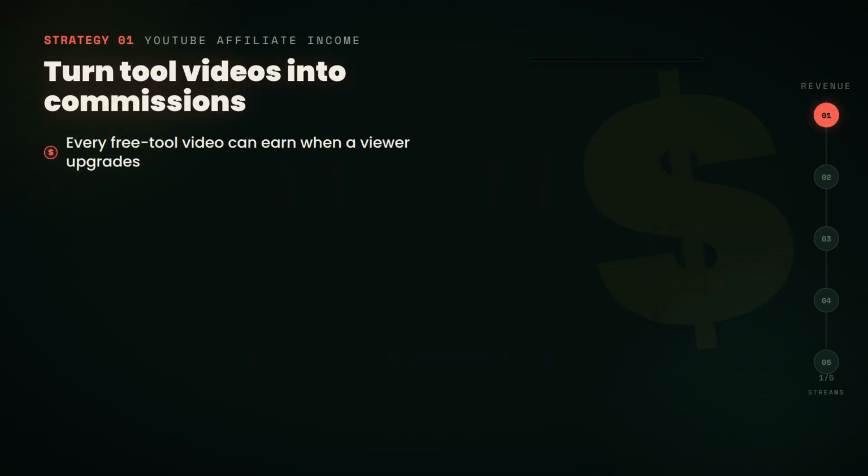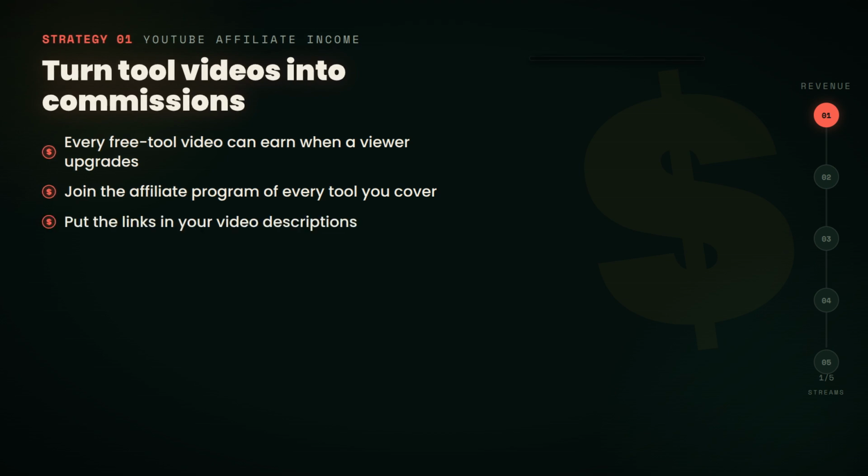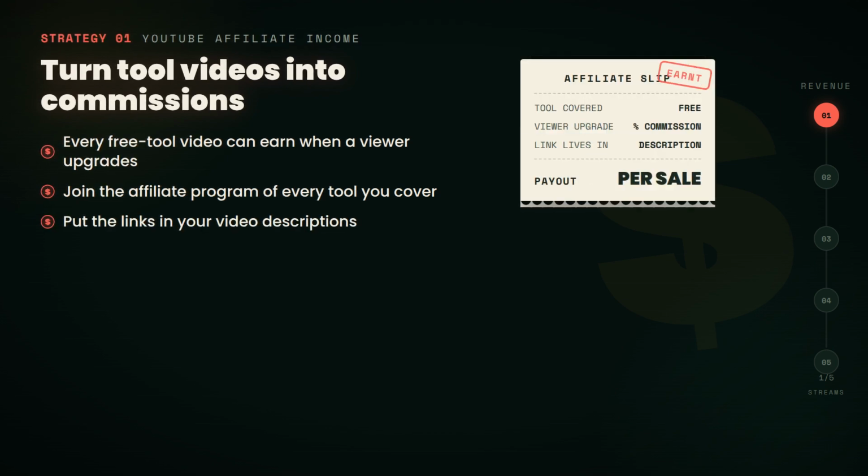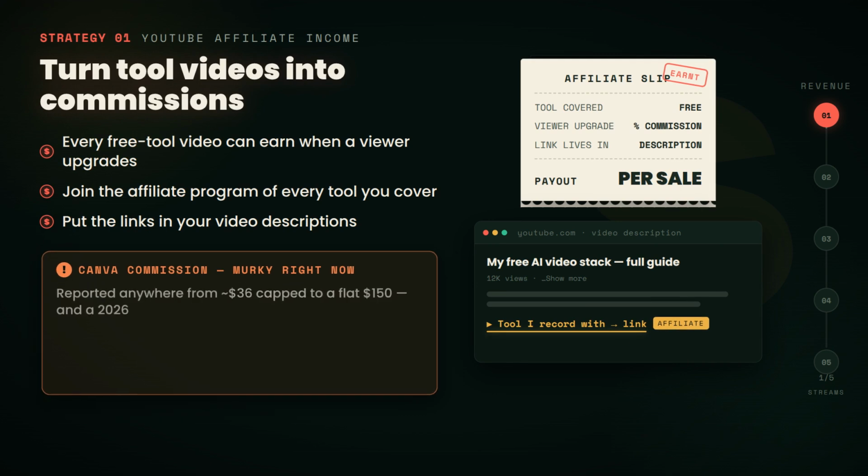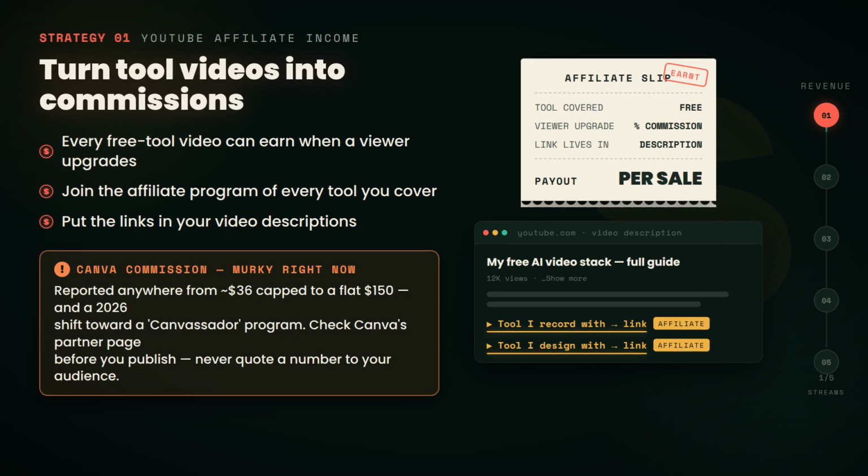Strategy 1. YouTube affiliate income. Every video about a free AI tool is a chance to earn affiliate income when a viewer upgrades. Sign up for the affiliate program of every tool you cover and add links to your descriptions.